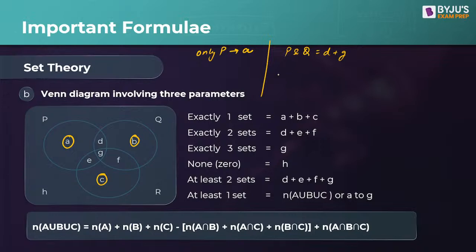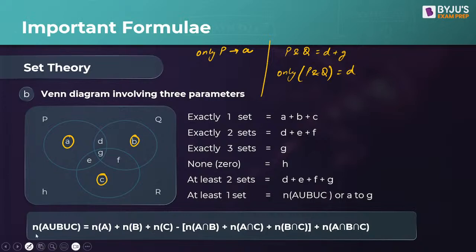Now, there may be some questions where they'll be asking only P and Q. Only P and Q means R should not be there, so that will be only the region D. It will not cover G. So P and Q, and only P and Q, there is a big difference between these two. You have to be very careful while solving the questions and make sure that you identify what is being asked in the question. Otherwise, we will mark the wrong answer. So it is very important to identify.